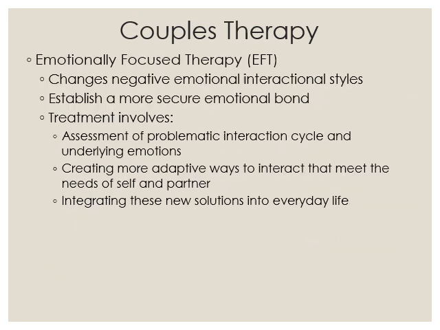In emotionally focused therapy, the goal is to change negative emotional interaction styles in order to create a more secure emotional bond. I think there are nine steps typically in EFT couples therapy, but generally the idea is that the therapist will assess the problematic interaction cycle and the emotions connected with these cycles, the bad habits and cycles that couples get caught in. Then the therapist and the couple together create better, more adaptive ways to interact that meet the needs of both the self and the partner. And then the third step is bringing this into real life and integrating these solutions into everyday life.